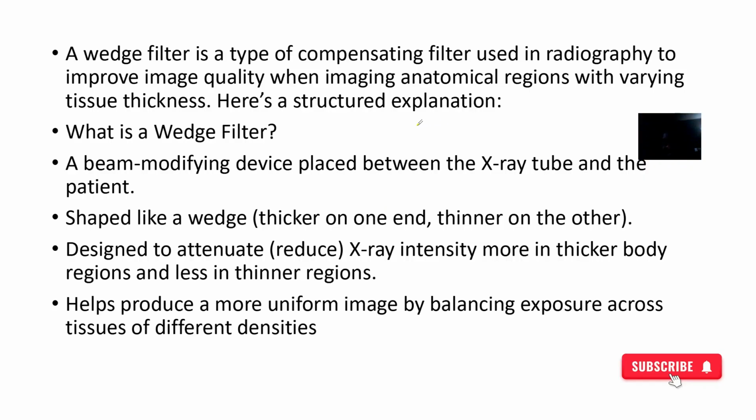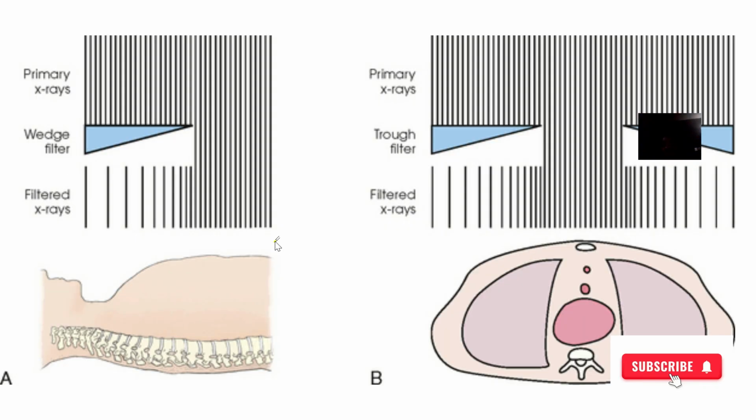It's a type of compensating filter used in radiography to improve imaging quality when anatomical regions vary in how thick they are. So what is a wedge filter? It's a beam modifying device placed between the X-ray tube and the patient. It's shaped like a wedge and is designed to attenuate or reduce the X-ray intensity, so that you are directing the X-rays to be more in thicker regions and less in thinner regions, just like I was explaining to you guys.